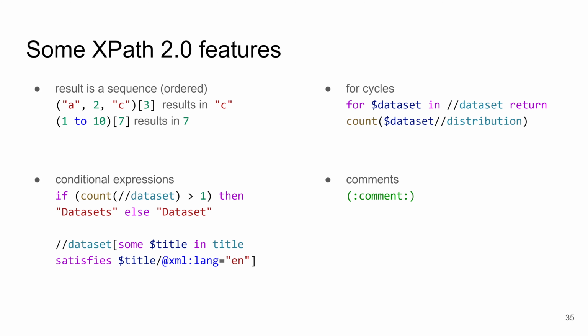Then there is the for cycle, so you may also do something for each variable in a set of nodes, and do something, for instance, return count of distributions. So here, for dataset in all datasets, return count of distributions will return the numbers representing the count of distributions in particular datasets in the data catalog. And in XPath there are also comments. So the syntax is a bit different than in XML. Note that XPath is actually not an XML language.